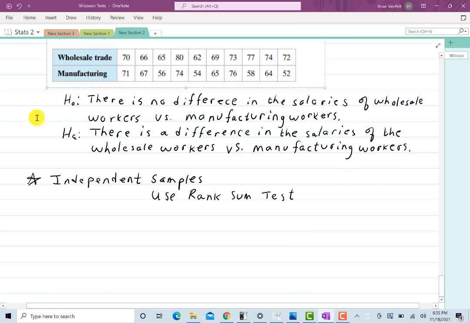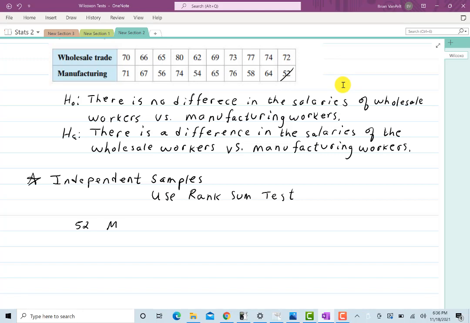So now what we need to do is look through all of these numbers and see what our lowest number is. And to me, it looks like 52. But you want to make a note of where it came from. That came from the manufacturing section. So I'll slice it off. There's a total of how many things? 1, 2, 3, 4, 5, 6, 7, 8, 9, 10. There's a total of 20 items that I have to do this with. Notice that the sample sizes between wholesale and manufacturing are both 10. So I don't have one sample size smaller than the other here.